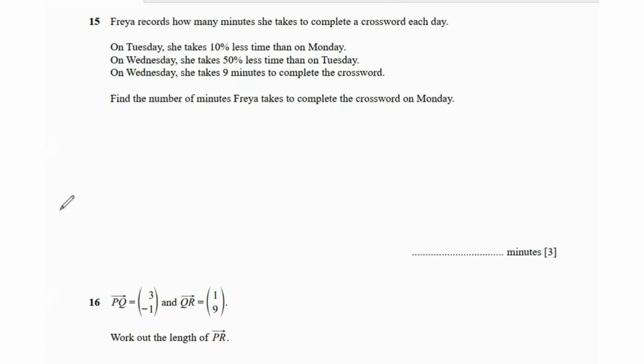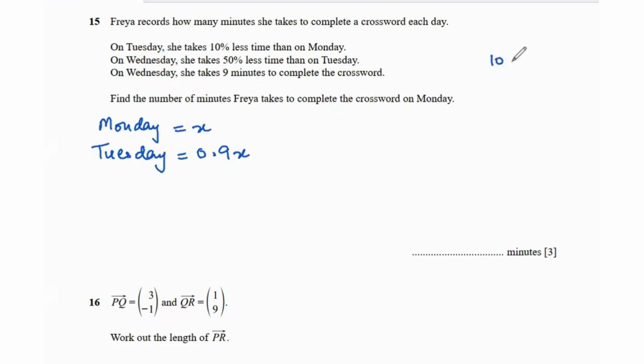So in this one, I'm going to assume that on Monday, she's taking x minutes to finish the crossword. Tuesday, she's taking 10% less time. So that means she's taking 0.9x.